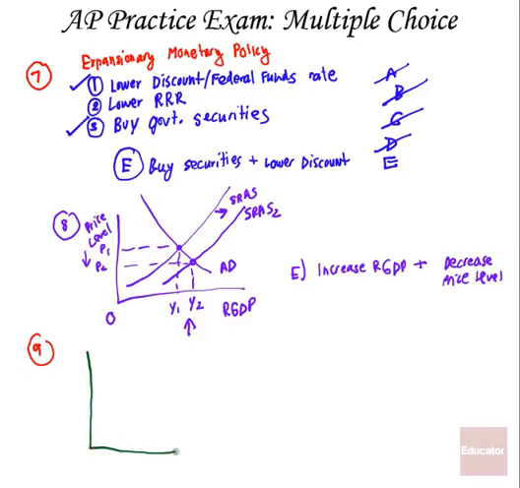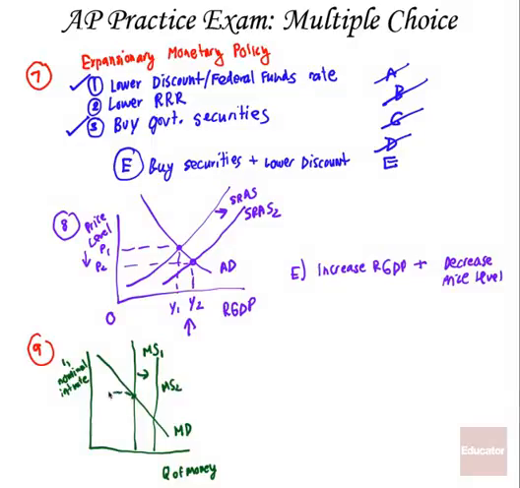So here's the money market graph here. So here's the quantity of money, and here's the money demand, and here's the nominal interest rate. Okay, now, and here's the money supply. So if the Fed is going to use expansionary monetary policy, then MS goes to MS2, and interest rates are going to go down. So interest rate goes down.